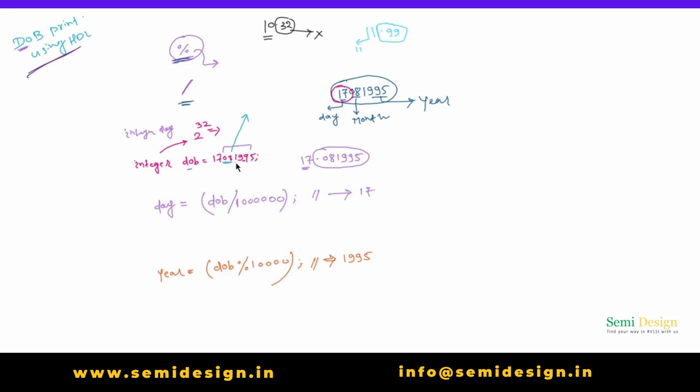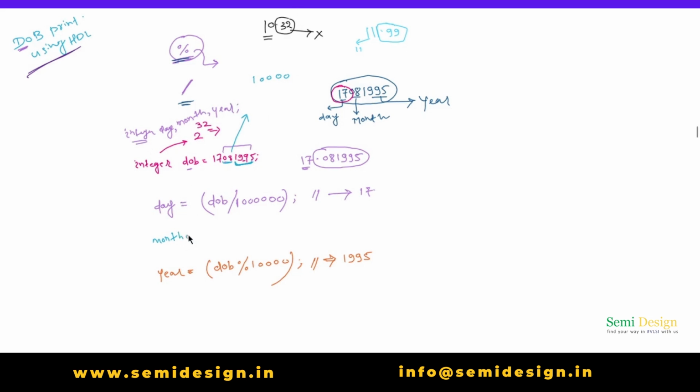Now, first we want to remove this 1995, right? So for removing this, we need to take a division. 4 digits are there, so take 4 zeros and put 1. Okay, now let me take here that month is there, right? Then declare this here: integer month and integer year. Okay, this integer.